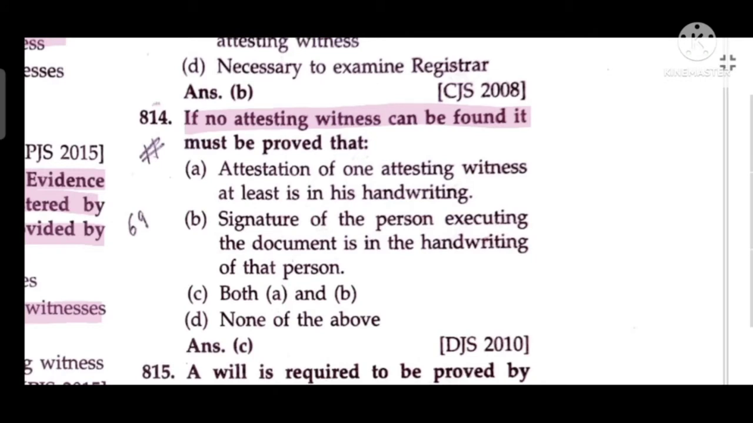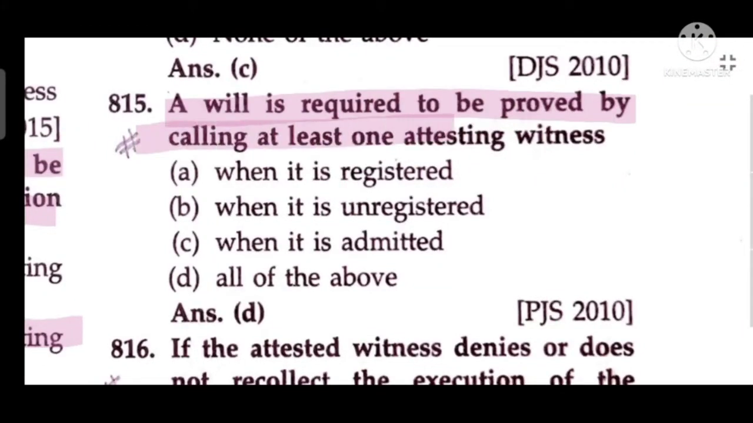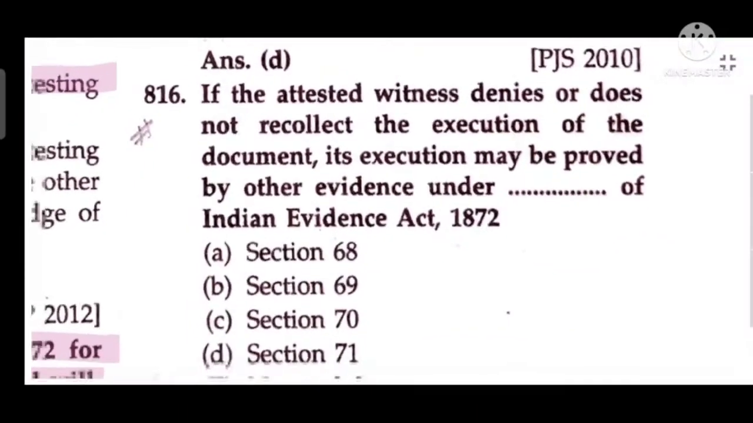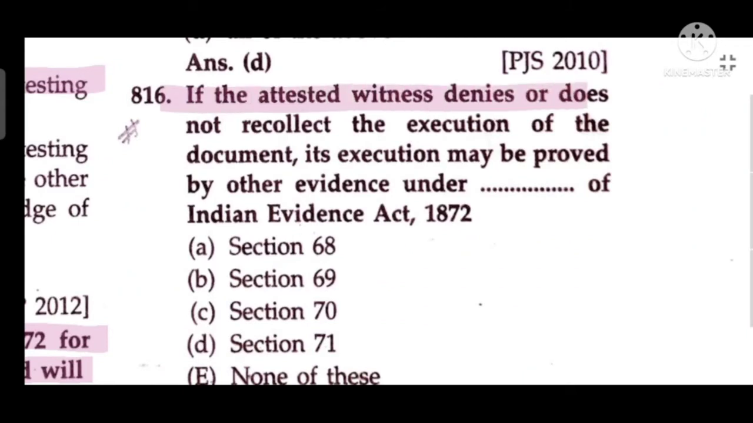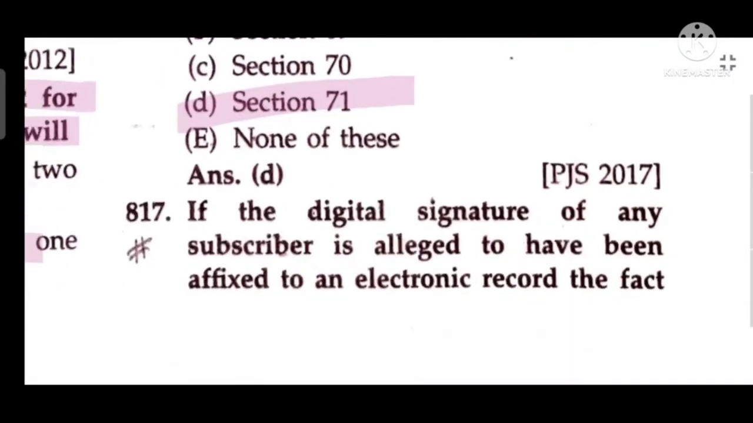If no attesting witness can be found, it must be proved that the attestation of one attesting witness at least is in his handwriting, and that the signature of the person executing the document is in the handwriting of that person. A will is required to be proved by calling at least one witness when it is registered, when it is unregistered, when it is admitted? If the attesting witness denies or does not recollect the execution of the document, its execution may be proved by other evidence under Section 71 of the Indian Evidence Act.